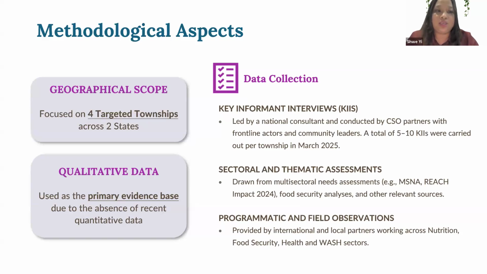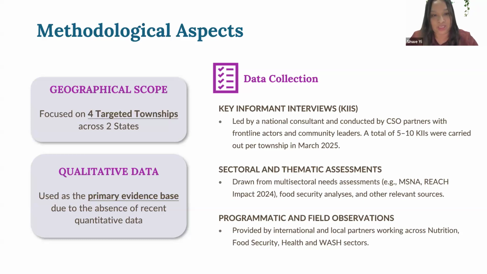Yes, for the methodological aspect, geographically, we focus on 4 targeted areas across 2 states. For qualitative data, we use primary evidence because of the absence of recent quantitative data. So key informant interviews were conducted with leads and consultants, and also involved CSO partners, frontline actors, and community leaders. About 5 to 10 KI interviews were carried out in each township, conducted in March.